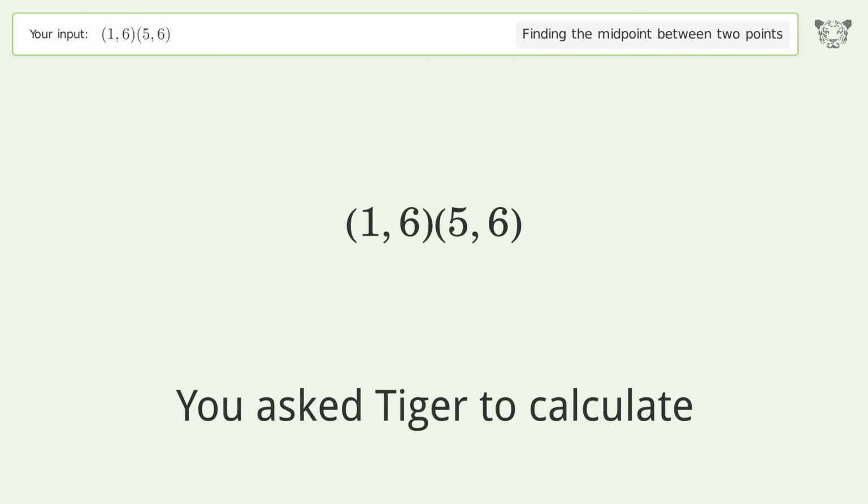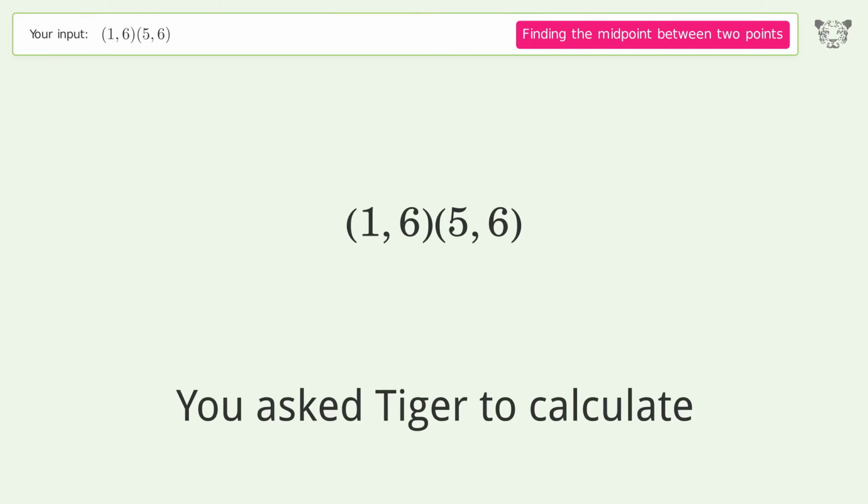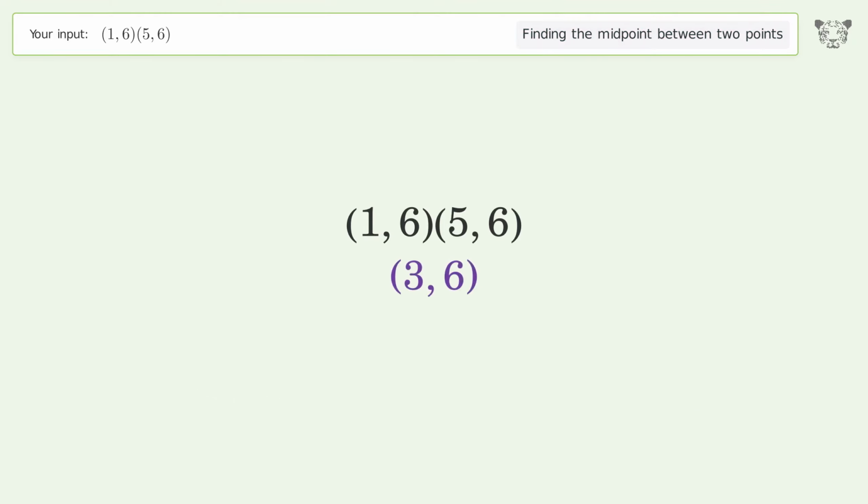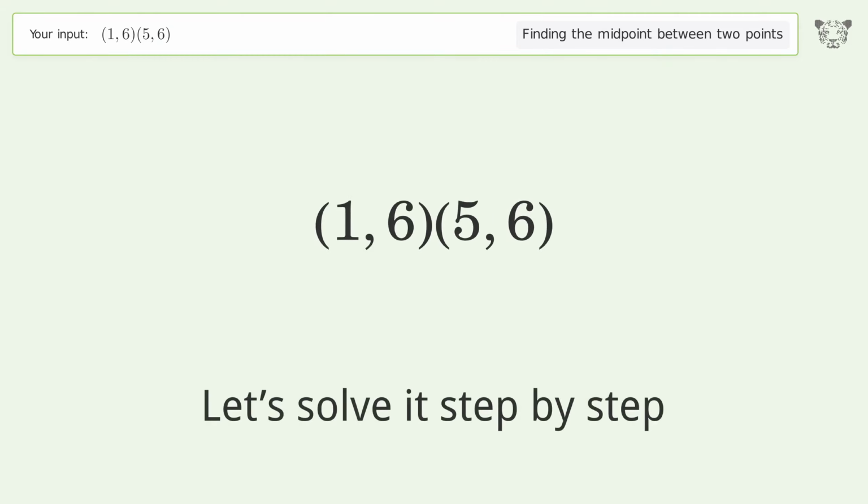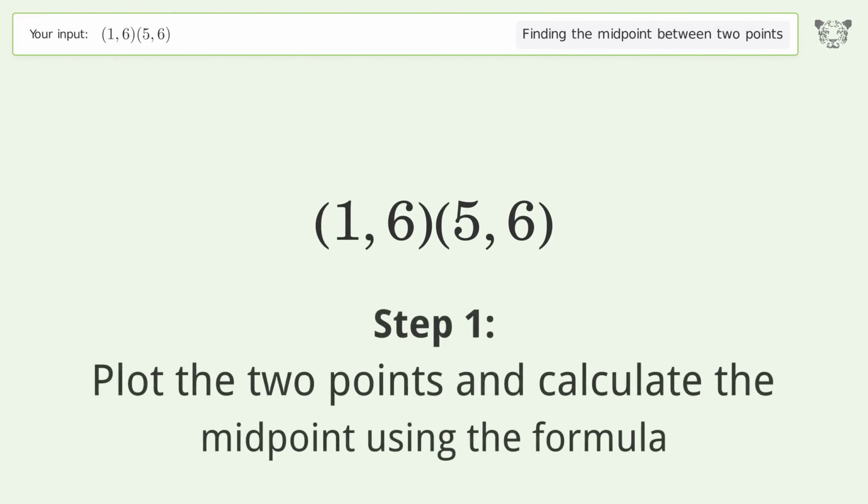You ask Tiger to calculate. This deals with finding the midpoint between 2 points. The midpoint between the 2 points is 3,6. Let's solve it step by step. Plot the 2 points and calculate the midpoint using the formula.